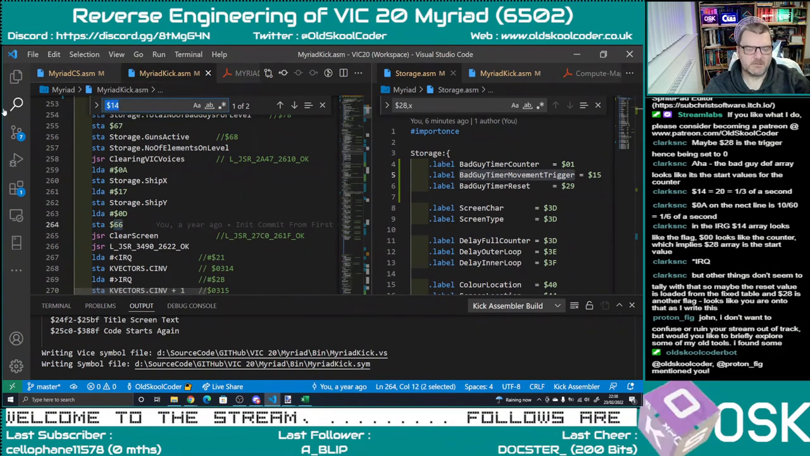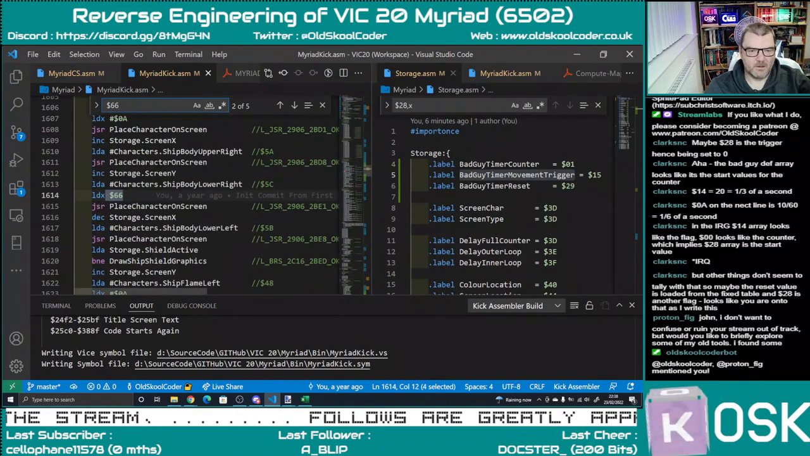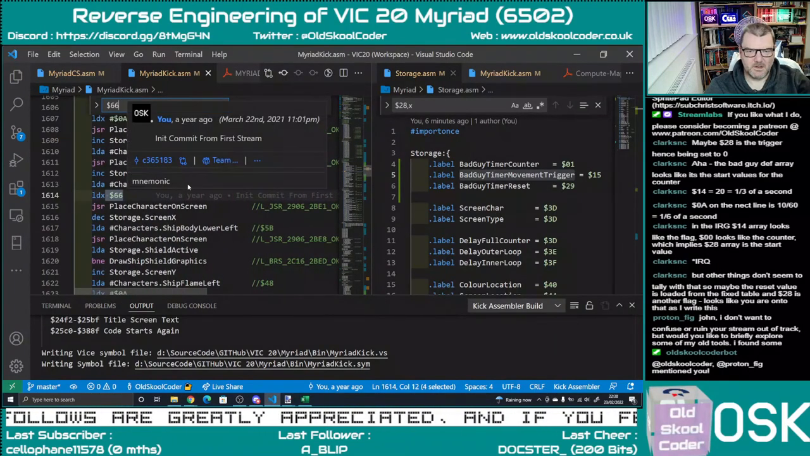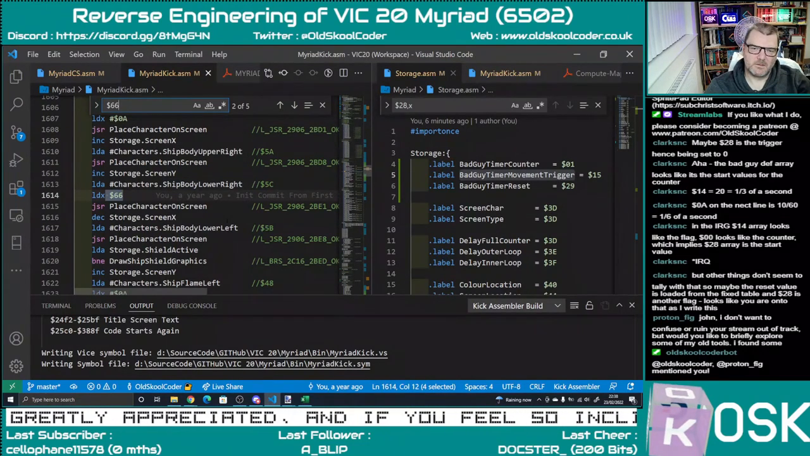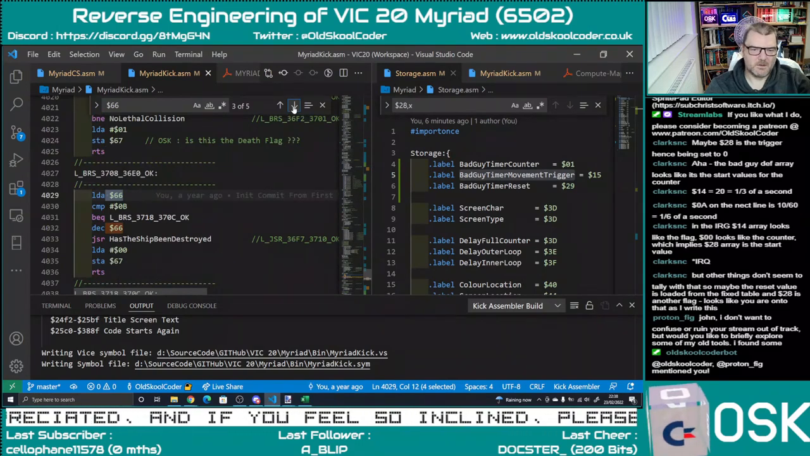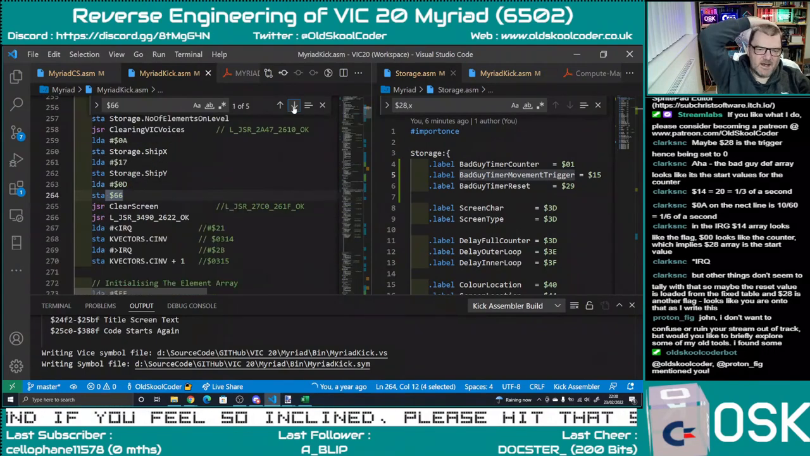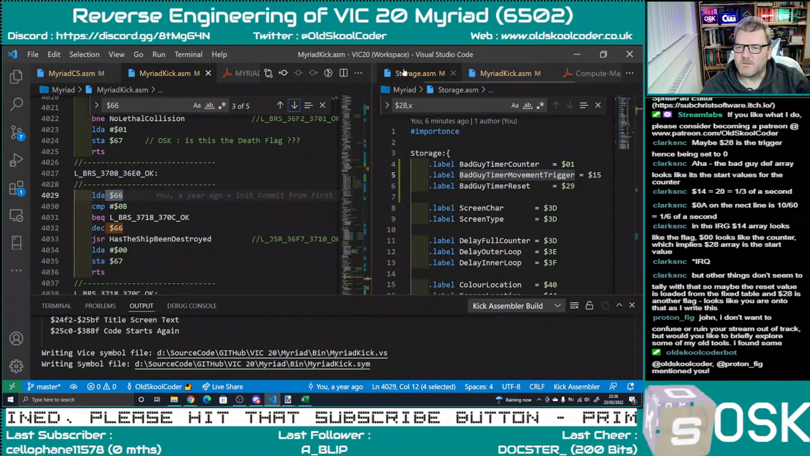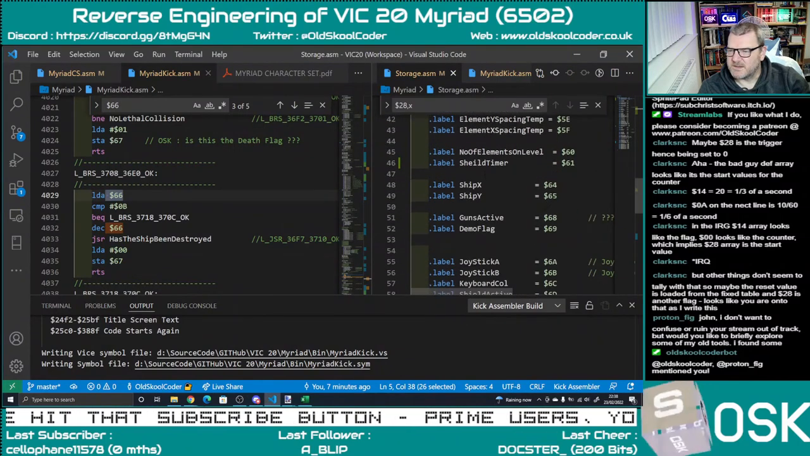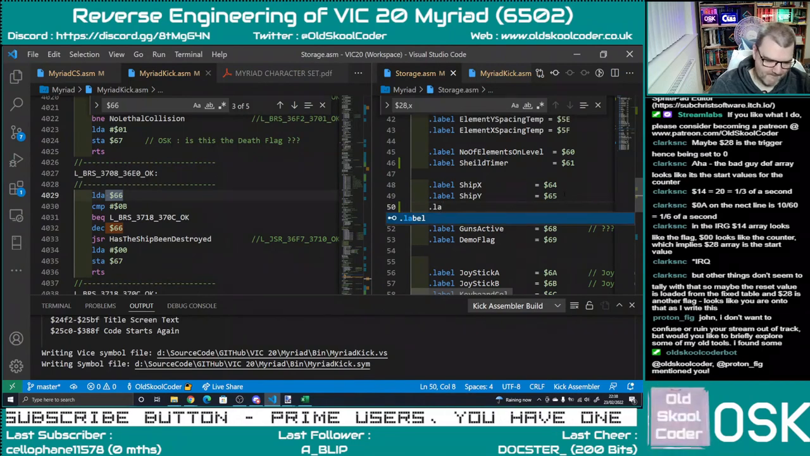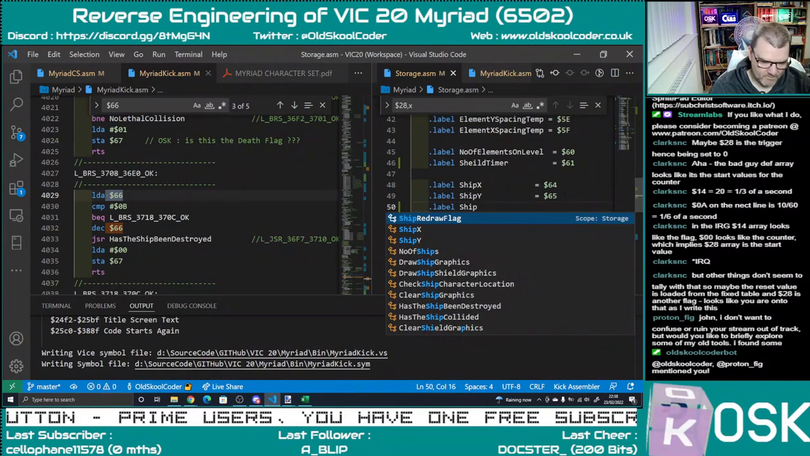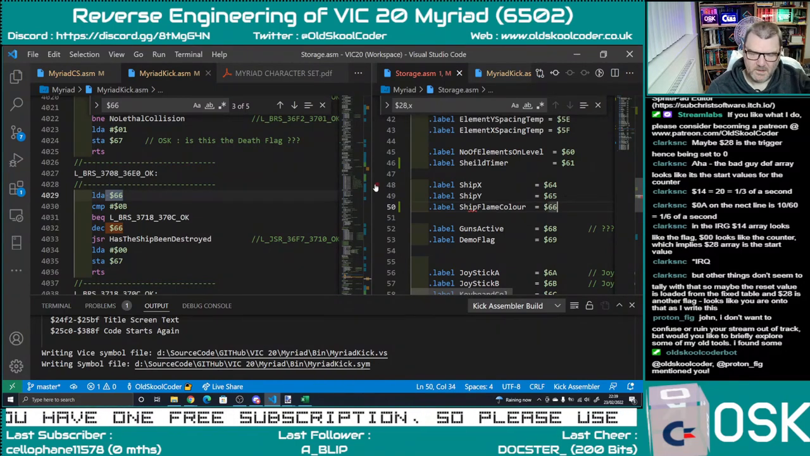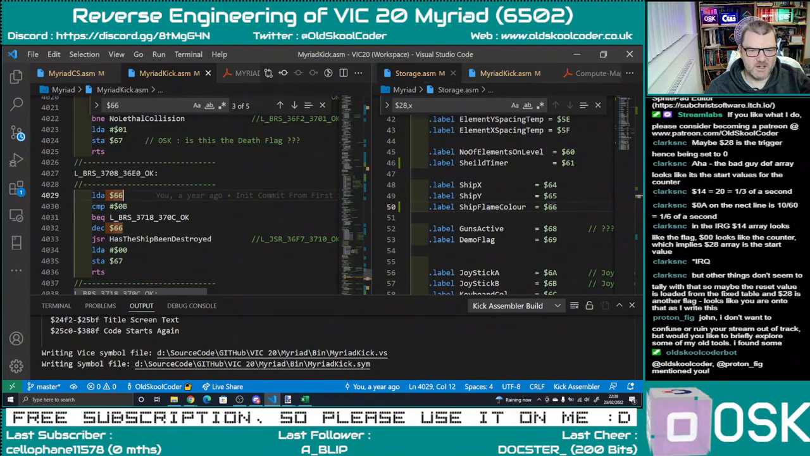What's 66? LDX 66, place character on screen. Oh, shit, lower off. Shit, lower. Oh, I bet that's the flame. I bet that's the flame color. Is that the flame color? Ooh, we found something. Flame color. 66. Yes, let's do that. So that's 66 OB, so that's cycling through the flame color.